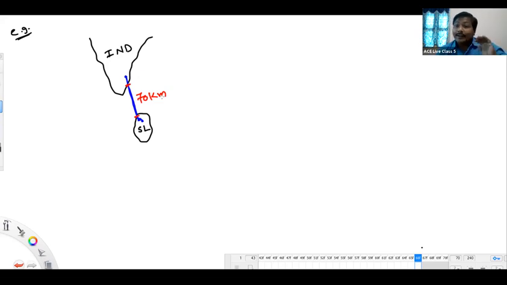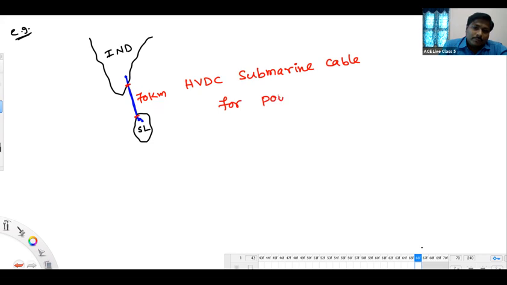And that HVDC cable we should run in the ocean, or we have to keep it down under the sea. This cable we are going to name as a submarine cable. We can call it an HVDC submarine cable for the power transmission. Power transfer between India and Sri Lanka. We are using this cable practically.